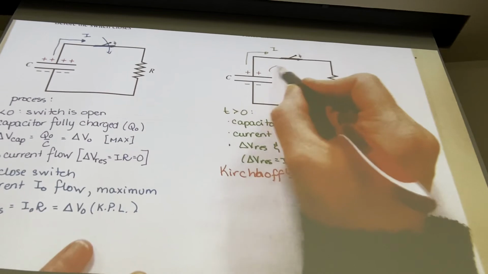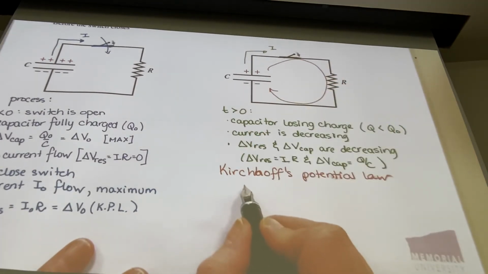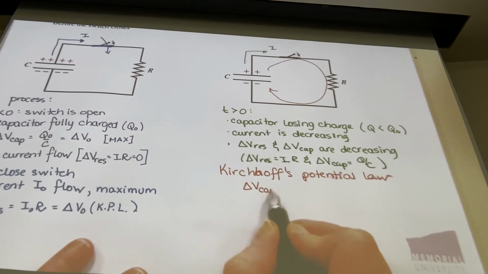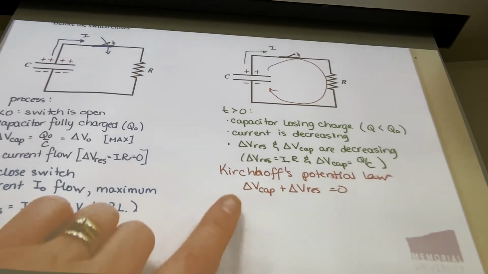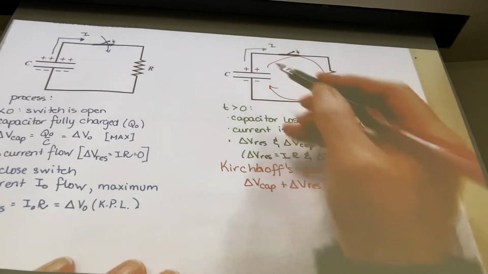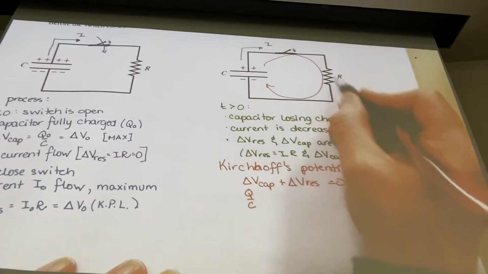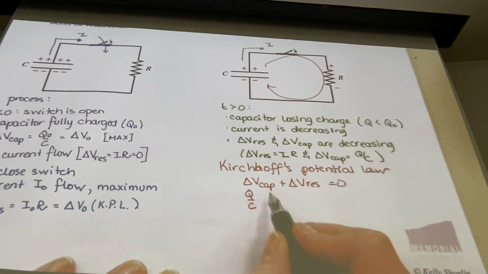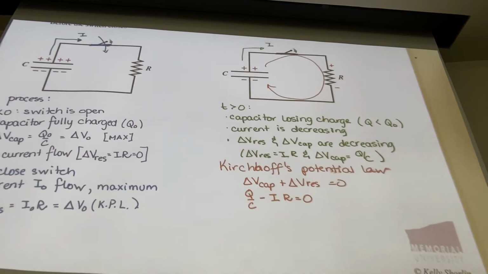And draw our loop. Delta V of the capacitor plus delta V of the resistor equals zero. So this is going back to your question about showing why the two potentials have to be the same all the time. Across the capacitor, we've got a potential increase, that's Q over C. Through the resistor, we have a potential decrease, so minus I times R equals zero.